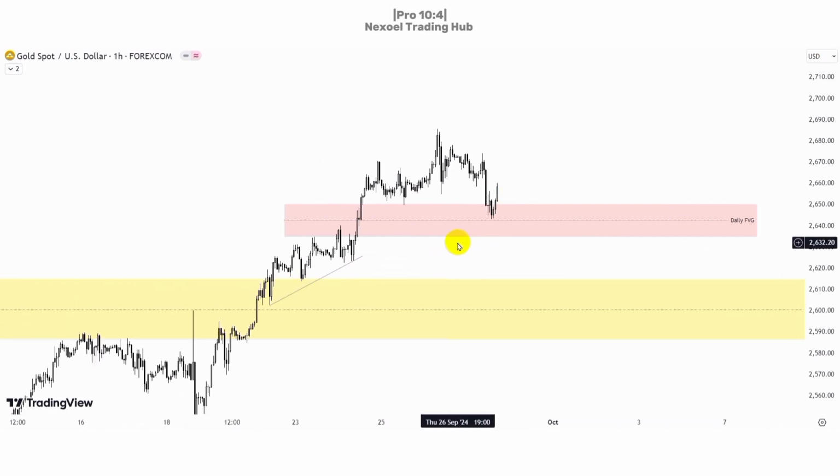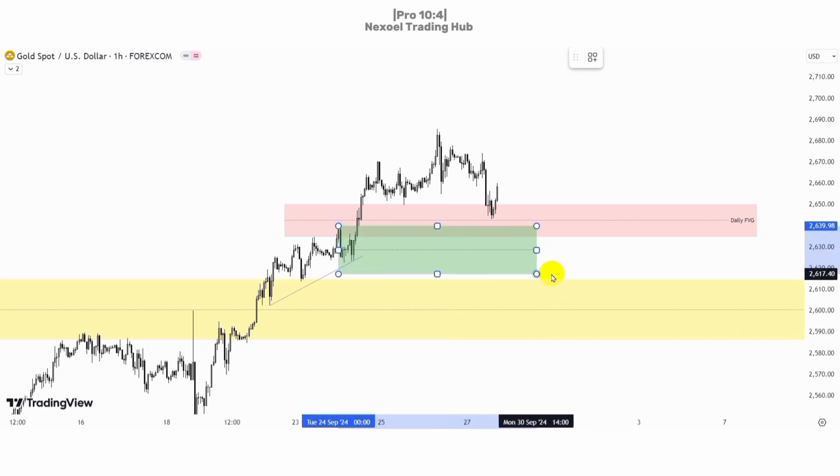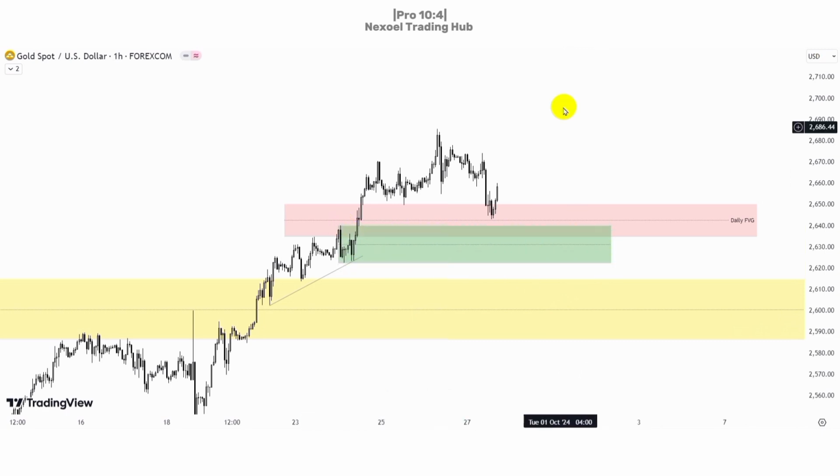So it is either we see that price returns to this weekly fair value gap, or we see price return into this order flow, and then price continues the movement to the upside. So in the daily Forex market focus breakdown videos, we're going to look more into that when we see price delivery.